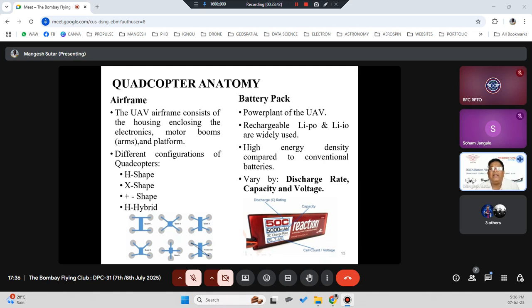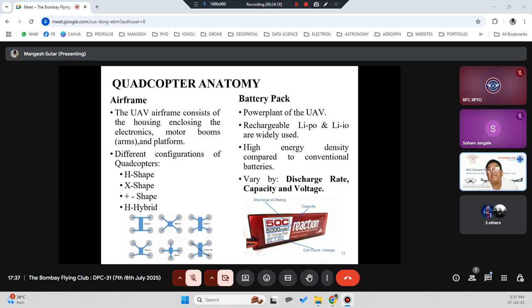Okay, now the battery pack. The battery pack is the power plant of the UAV, the unmanned aircraft vehicle. They are rechargeable LiPo or lithium ion, which are widely used. High energy density compared to conventional batteries. Compared to normal AA or AAA cells, this has very high energy density. They vary by discharge rate, capacity and voltage. Whenever you are seeing the battery, normally you see the capacity, which is very important. So a 5000 mAh battery may give you around 8 to 10 minutes of flight time, whereas if you double the power, it may give you up to 12 to 15 minutes.